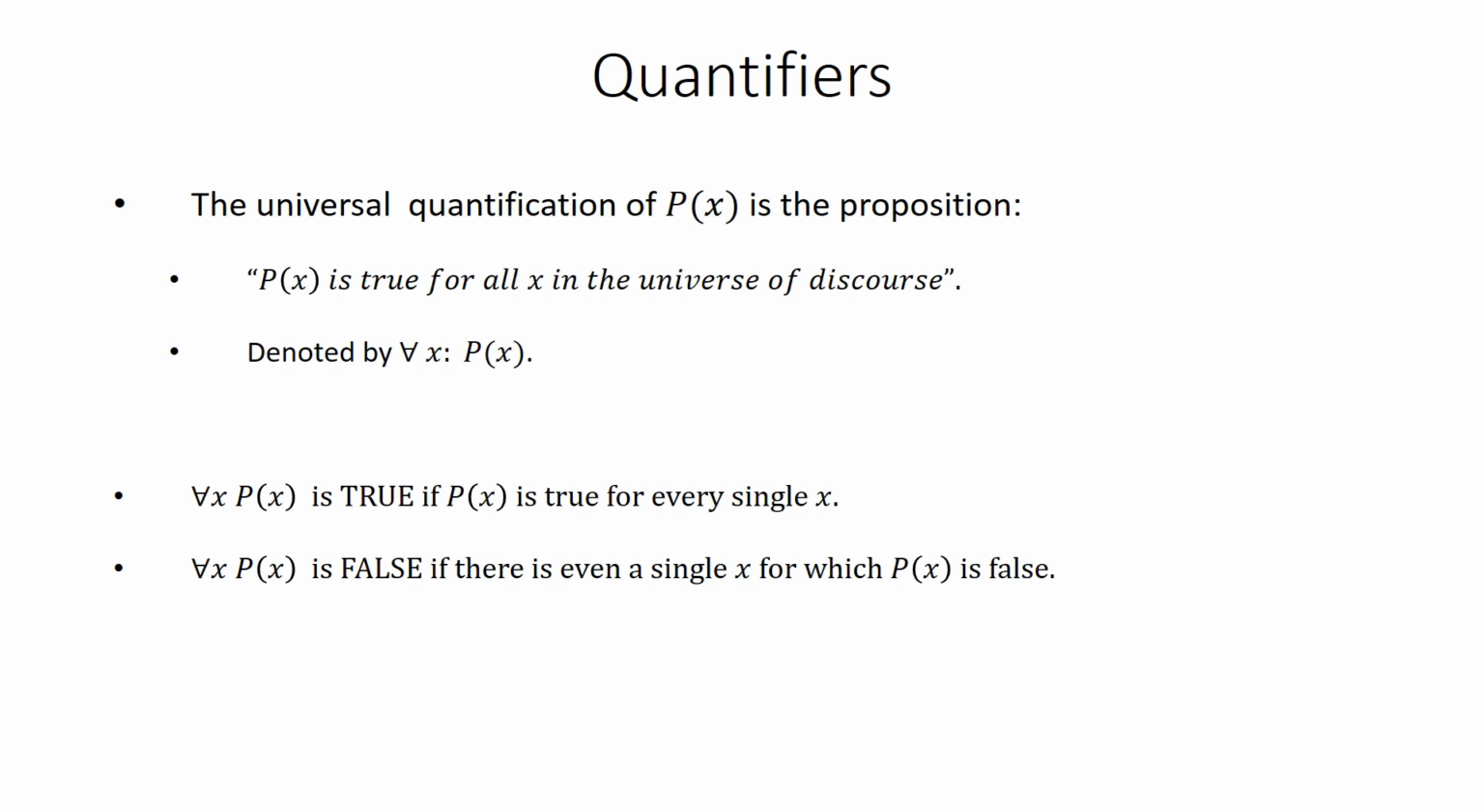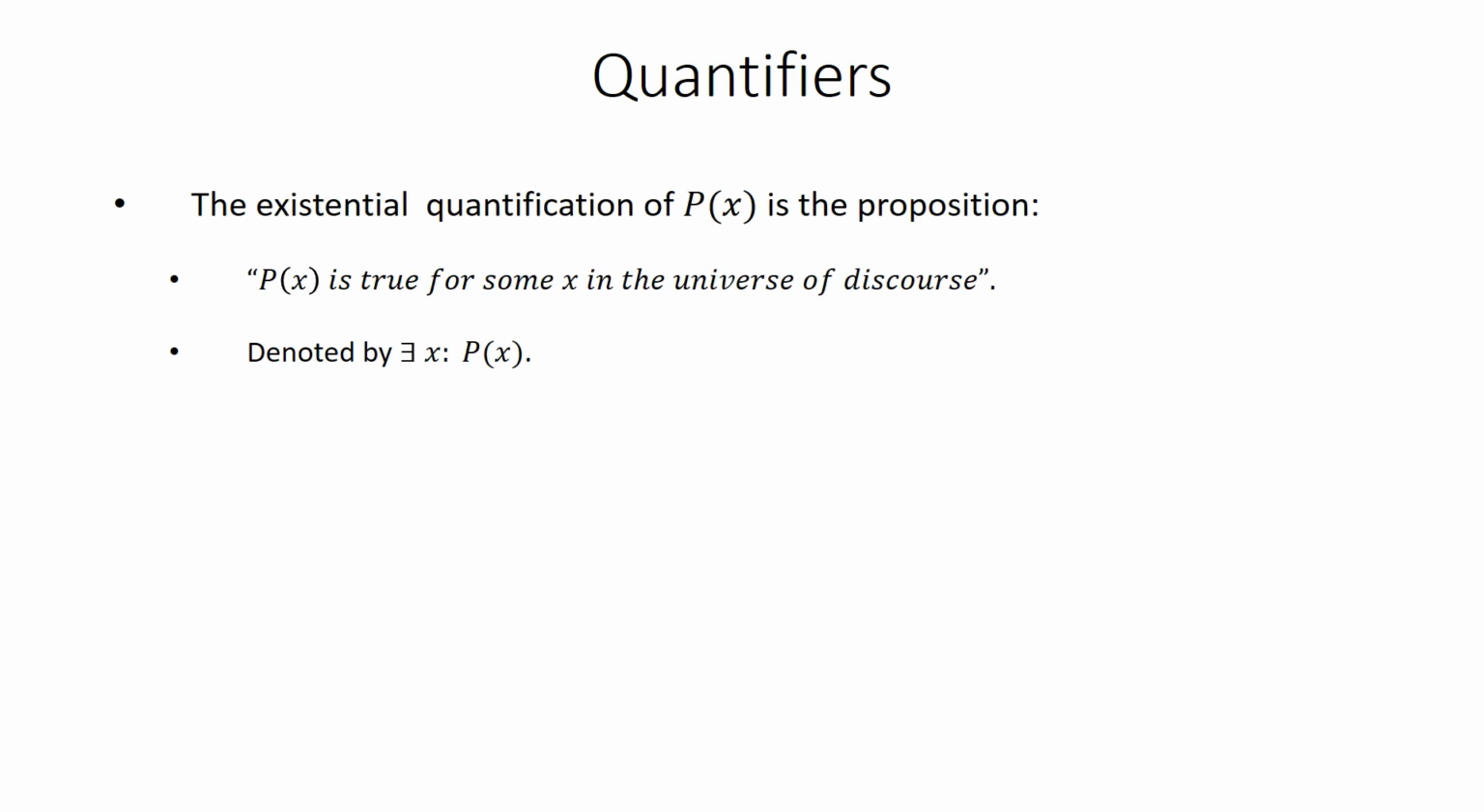This brings us to the following observations. For all x P of x is true because it's an AND statement if P of x is true for every single x. For example, the statement every even integer is divisible by 2 is true because it's true for every even integer. Likewise, to show that for all x P of x is false, we just need to demonstrate one counterexample. It's false if there's even a single x for which P of x is false, like we did in the case of the proposition about n being a perfect square. We knew that P of 2 is false because 2 is not a perfect square.